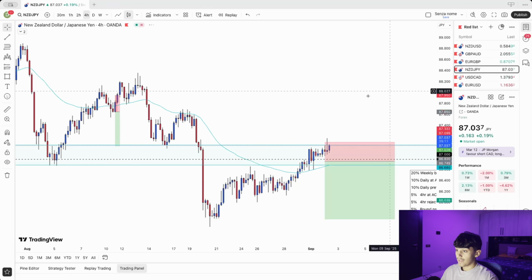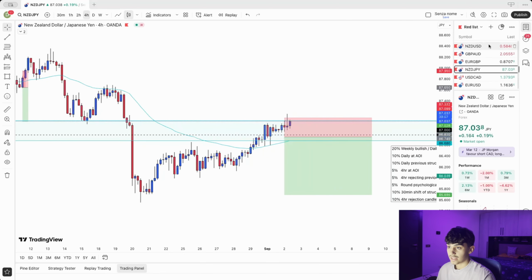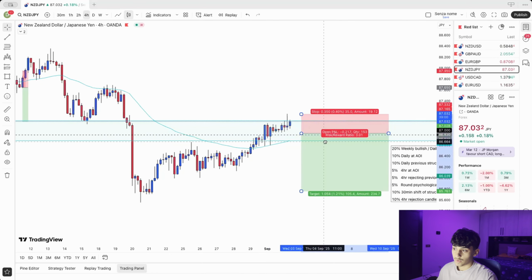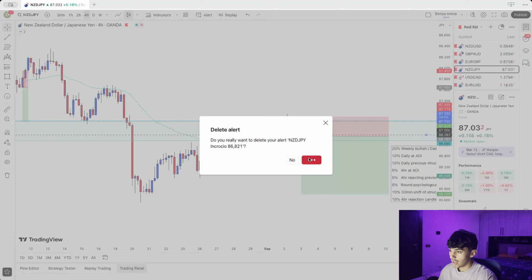Then I had NZD/JPY. NZD/JPY was my second best pair for this week. It's quite similar to NZD/USD, but it didn't go to the downside as I wanted, so this one I didn't take it. Let me remove this alarm.